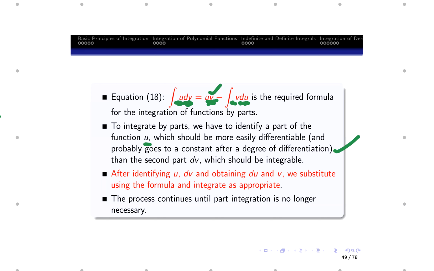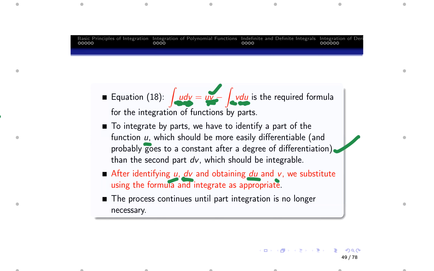Okay, so after identifying u and dv, from u you differentiate to get du, from dv you integrate to get v. So we can now substitute using the formula and integrate as appropriate. The process continues until part integration is no longer necessary. So how do you know part integration is no longer necessary? When you get to an integral that you can evaluate directly without having to break it down in parts.